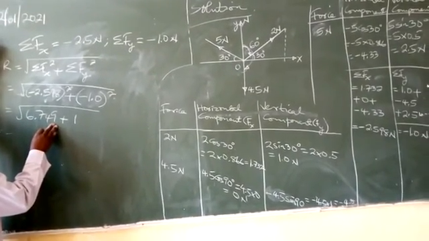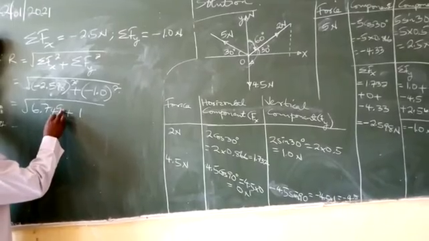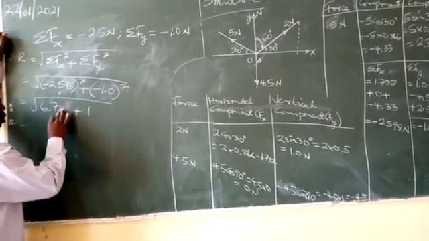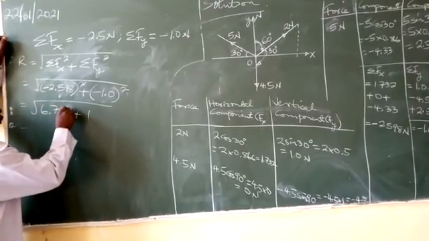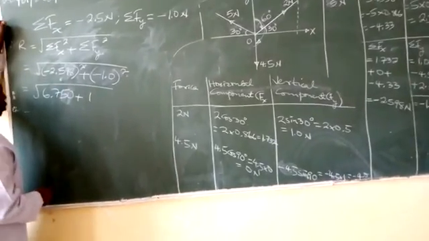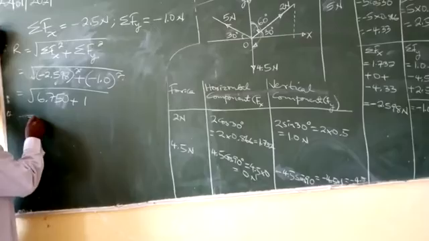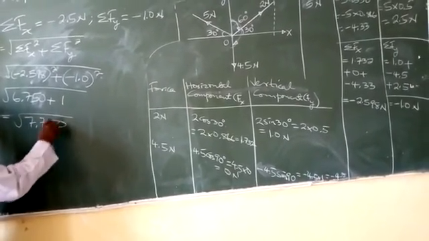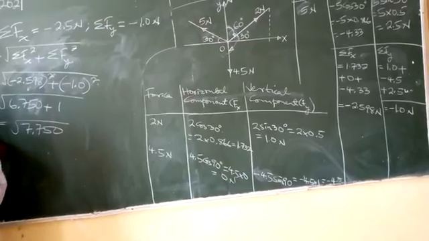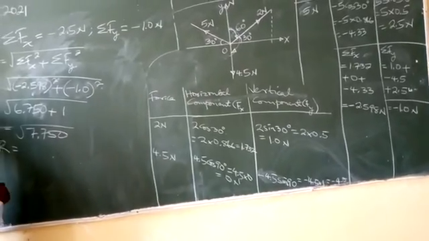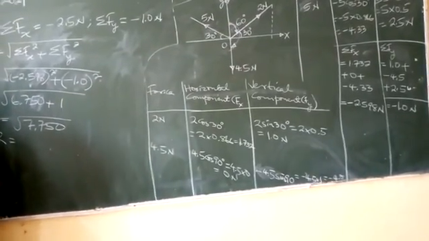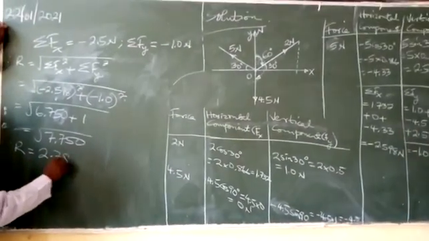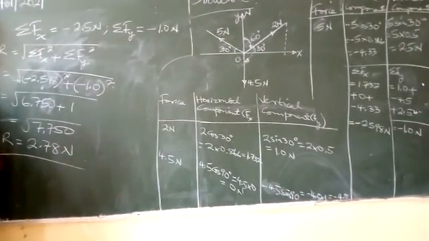Okay, there is a 6 here. So that would be the root of 7.750, which is equal to 2.78 newtons. Now that is the resultant force.